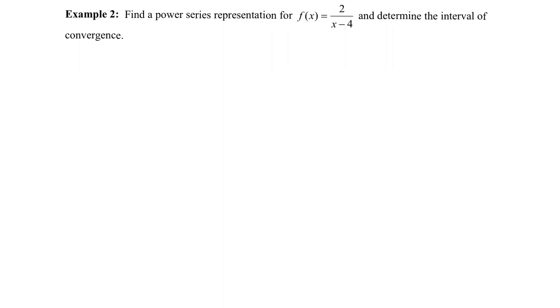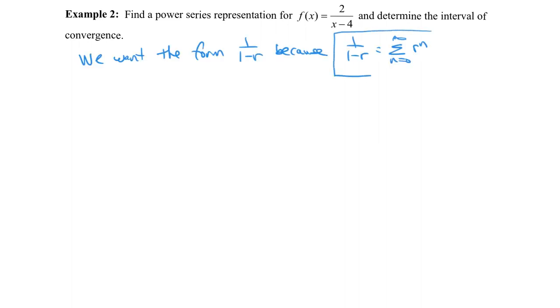Okay, so we've got another one here. Find a power series representation for f of x equals 2 over x minus 4 and determine the interval of convergence. Well, same as always. I'm just going to make a little reminder here. We want the form 1 over 1 minus r, because 1 over 1 minus r equals the series from 0 to infinity of r to the n. So that's why we want it. If we can find r, we can come up with our power series.